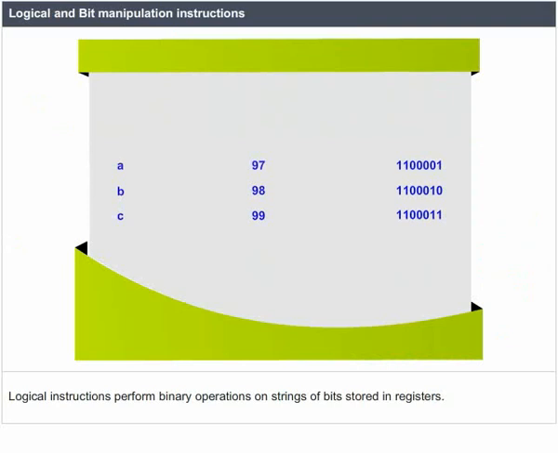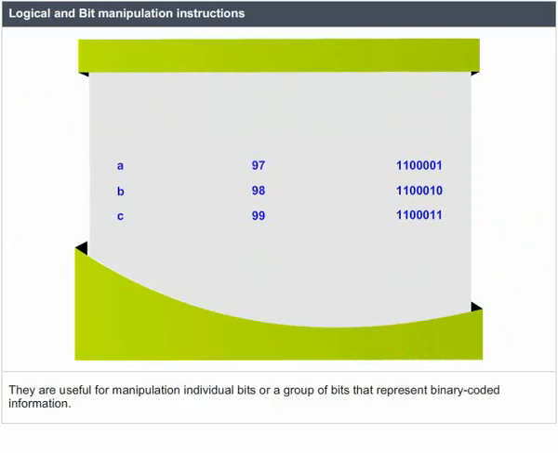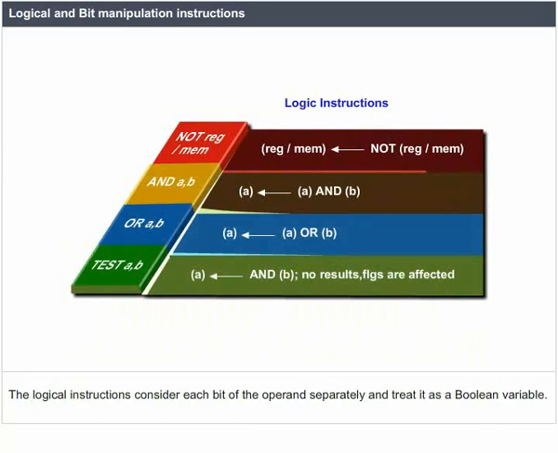Logical and bit manipulation instructions. Logical instructions perform binary operations on strings of bits stored in registers. They are useful for manipulation of individual bits or a group of bits that represent binary coded information. The logical instructions consider each bit of the operand separately and treat it as a Boolean variable.